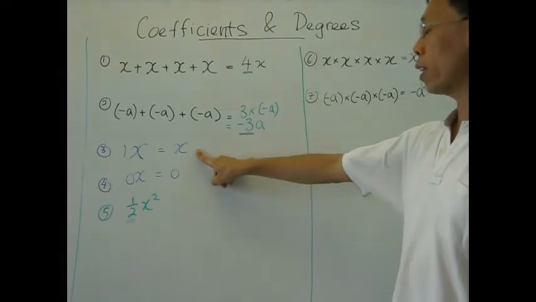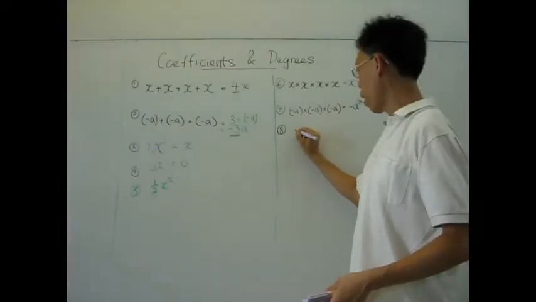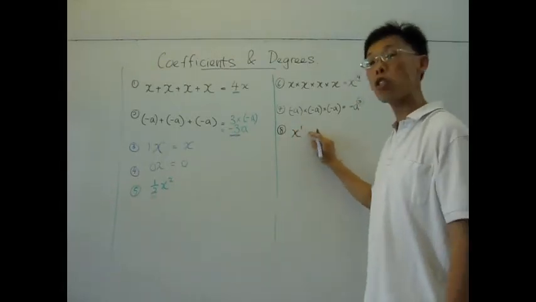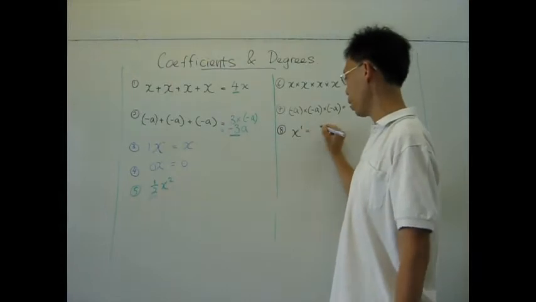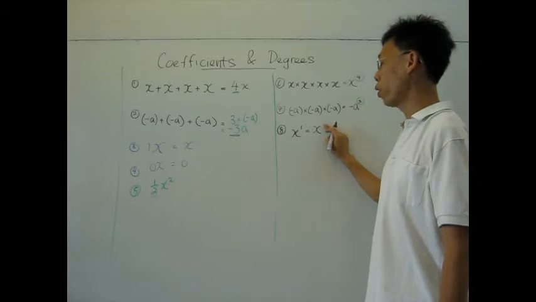In this example, the degree is 1. And we could have x to the power of 1, degree 1. Well, x to the power of 1 is usually just written as x, so degree 1.